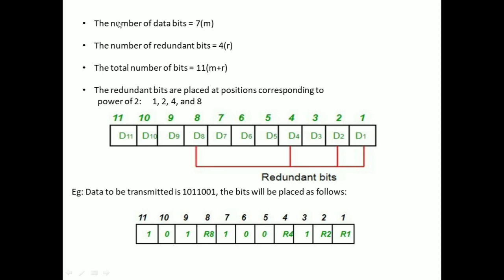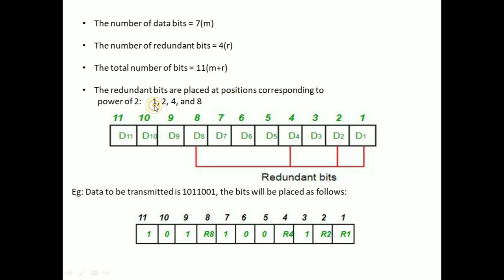Let us consider an example where the total number of data bits is 7, that is the value of M is 7. The total number of redundant bits is 4. So how did we get the total number of redundant bits as 4? If you remember the equation, 2 power r is greater than or equal to m plus r plus 1. So here the r value 4 satisfies that condition. So what is the total number of bits sent by the sender? M plus r. So what is 7 plus 4? 11.